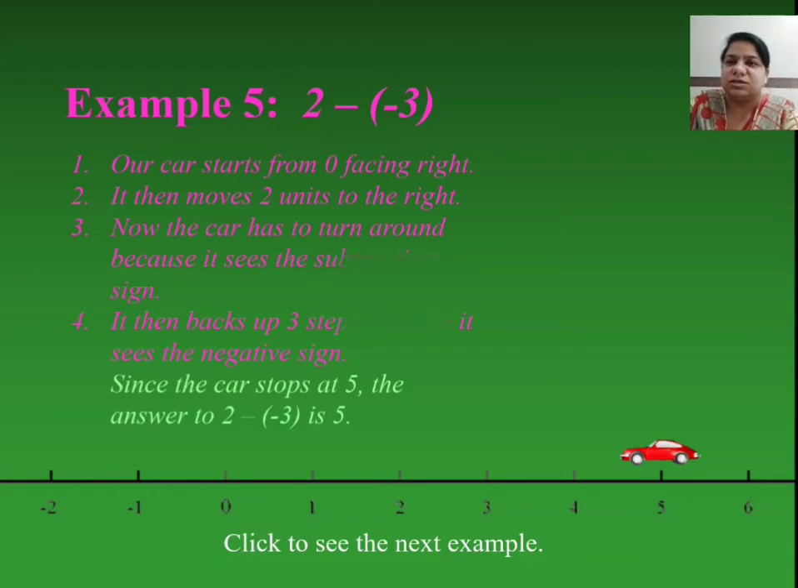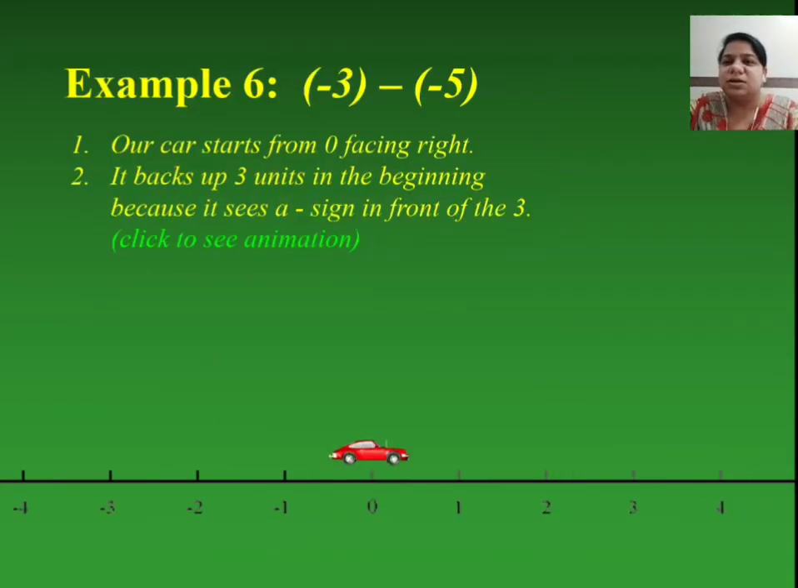Now just see the next example. It is now the subtraction of 2 negative integers. So the car again starts from 0. So minus 3 means we have to take 3 steps backward. So we reach minus 3.